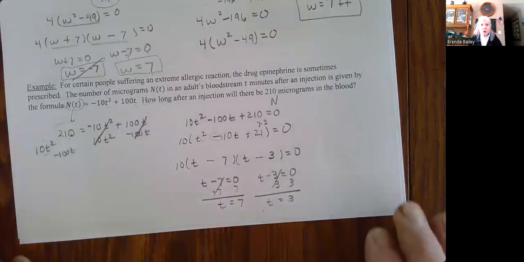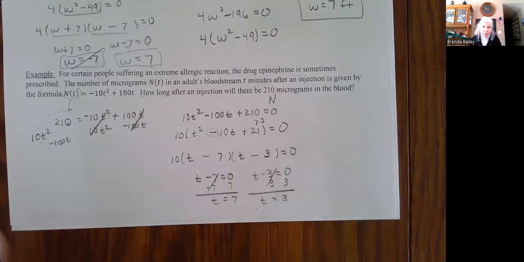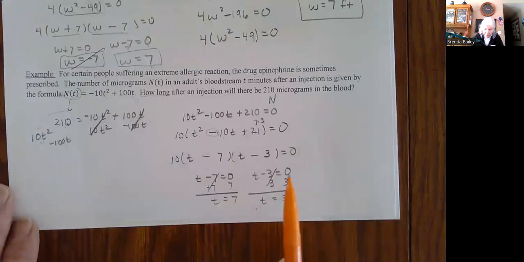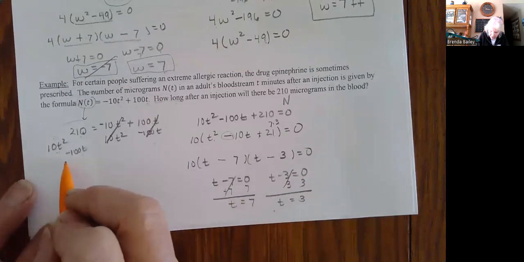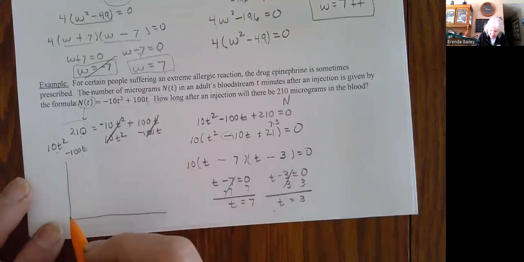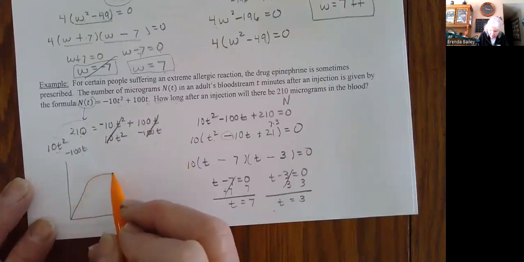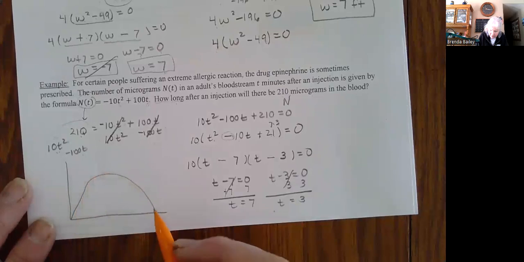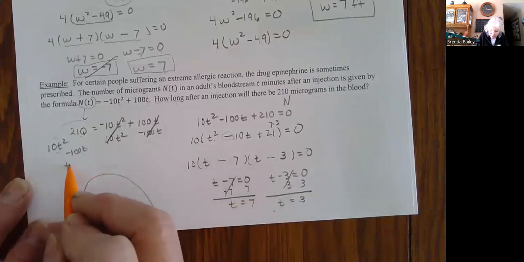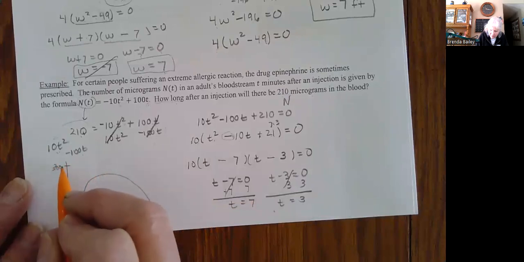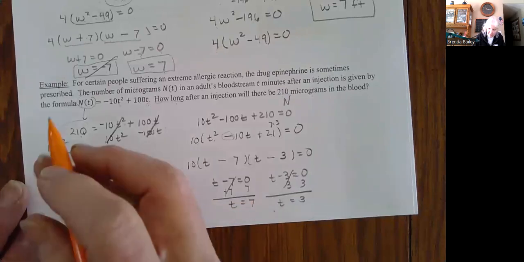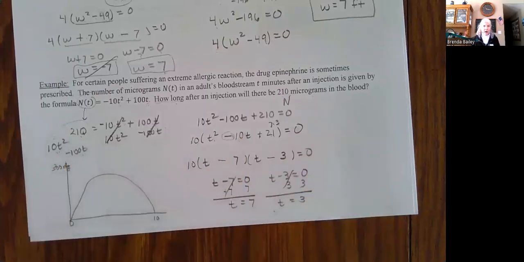So it looks like there are 2 times, because neither one of them is negative, so they both make sense. You can have positive times, 7 minutes and 3 minutes. Okay, how can we have 2 times when the concentration would be 210? Well, we're going to graph this. I'm only going to use the positive, because you can't have negative times or negative amounts in your blood. If you were to graph this, this is 10. This is 0. This is about 300 mcg. Sorry, mcg.